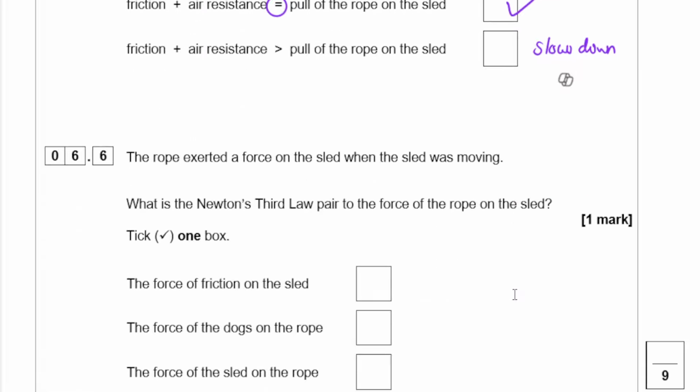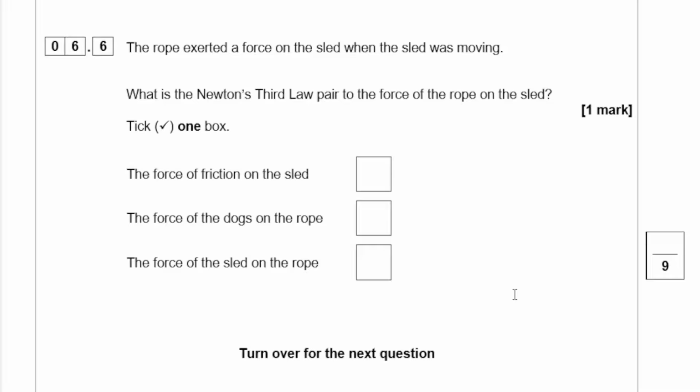The rope exerted a force on the sled when the sled was moving. What is the Newton's third law pair to the force of the rope on the sled? Newton's third law basically tells you that for every action there's an equal and opposite reaction, right? So if the rope is actually pulling the sled, then the sled is also pulling the rope. So that should be the third option. The force of the sled on the rope is the correct answer.